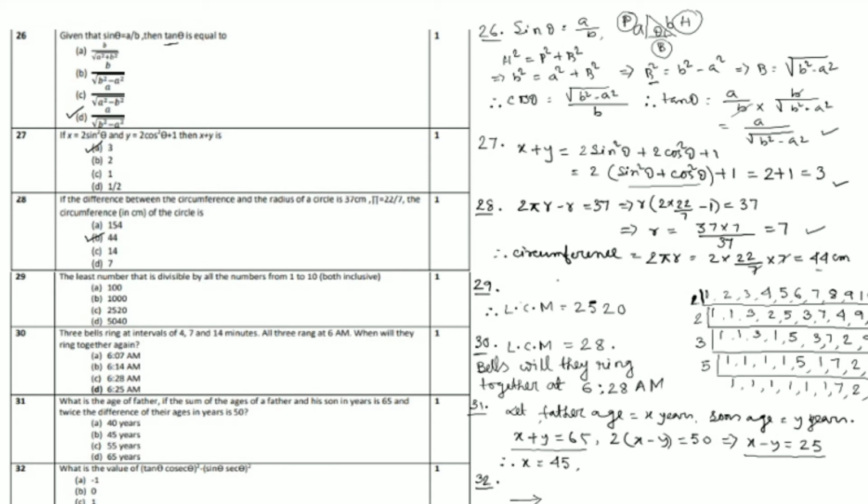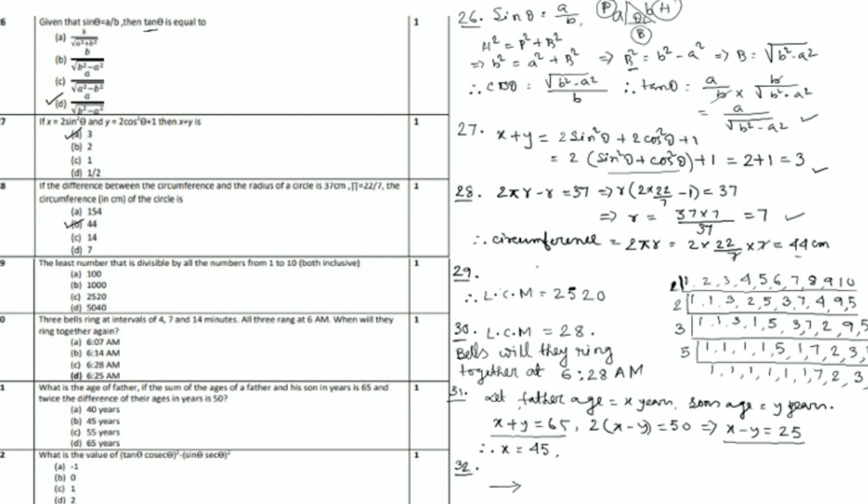Now in question number 29, the least number that is divisible by the numbers from 1 to 10 both inclusive, which will be the least number? Then what will we have to find out? Yes, we have to find out the LCM. The LCM of 1, 2, 3, 4 up to 10, and after that we get the LCM is equal to 2520. So which option will be right? Number C. Yes.